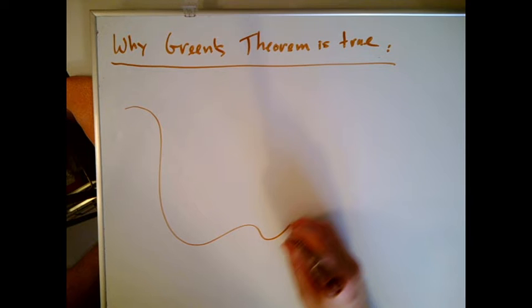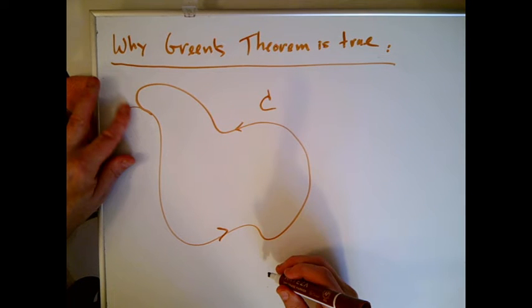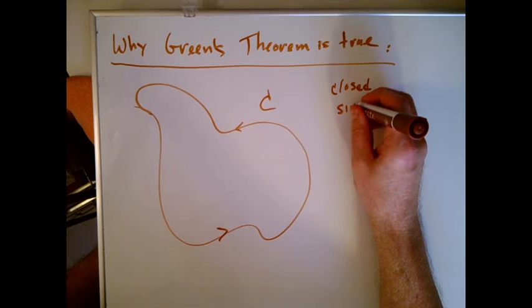Now, it needs to be an oriented curve, which means there's a direction, and we're going to pick counterclockwise. Counterclockwise means as you're walking along the curve, the inside of the curve is always to your left. It needs to be a closed curve, which means it starts and stops in the same spot. It needs to be a simple closed curve, which means it doesn't ever cross itself. The only places it should touch are the starting point and the ending point.